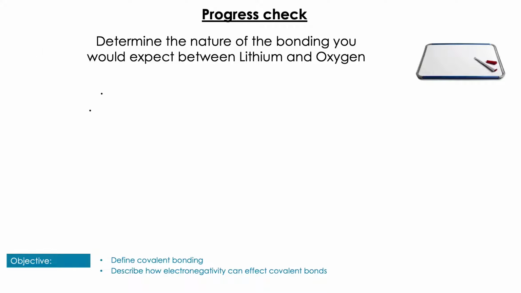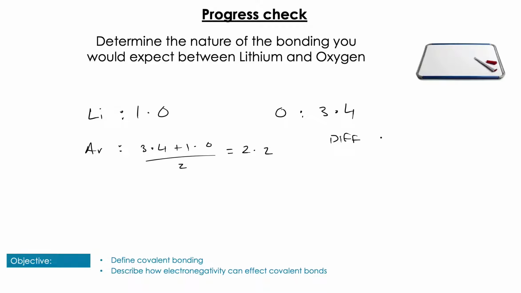Pop 'em up. So lithium having electronegativity of 1.0 and oxygen being 3.4, we take the average, 3.4 plus 1 over 2 is 2.2, and the difference is 3.4 minus 1, which is 2.4. That is going to be an ionic bond.